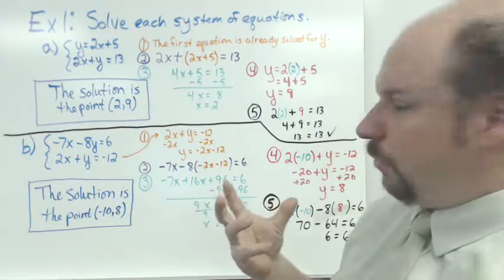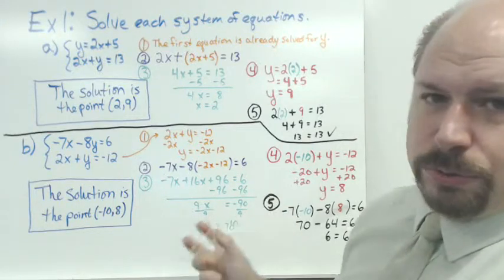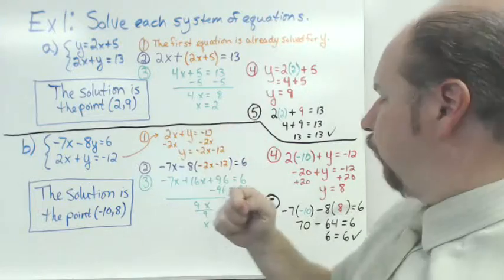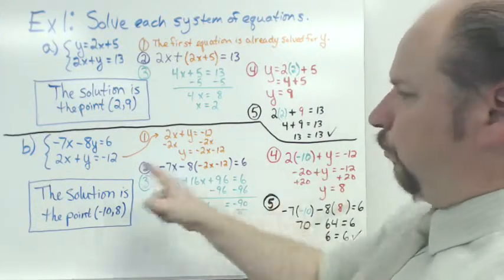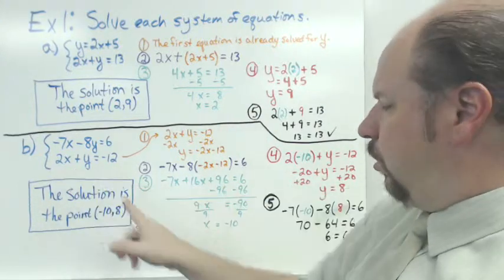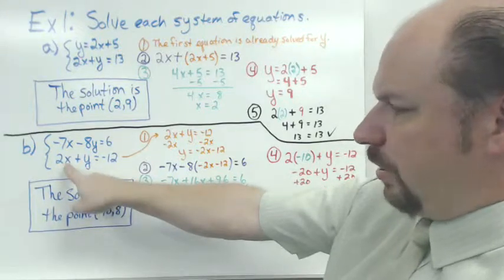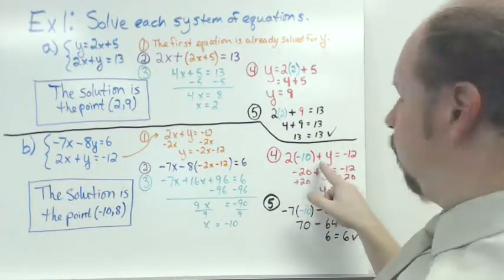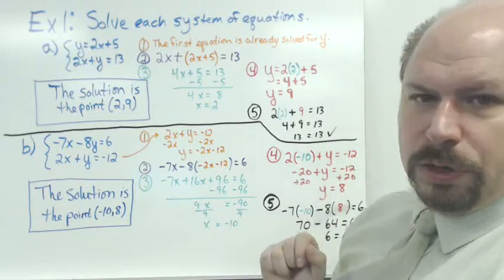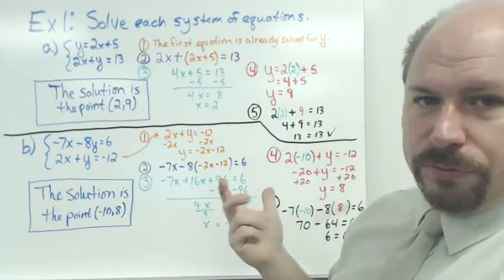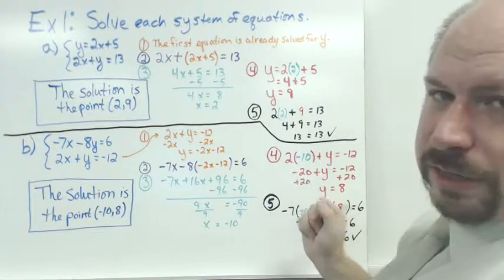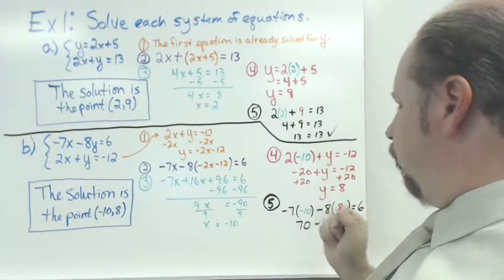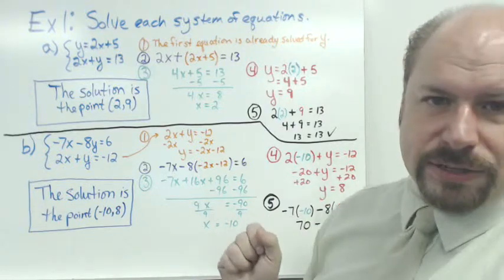Okay, so now remember the next step, step 4, was to use that number and plug it into one of the equations and solve for the other variable. So if we go back to this one, we can substitute negative 10 in here for x. So I've done that right here. 2 times negative 10 plus y equals negative 12. And now we can solve for y. So 2 times negative 10 is negative 20, plus y equals negative 12. Add 20 to both sides, we get y equals 8.